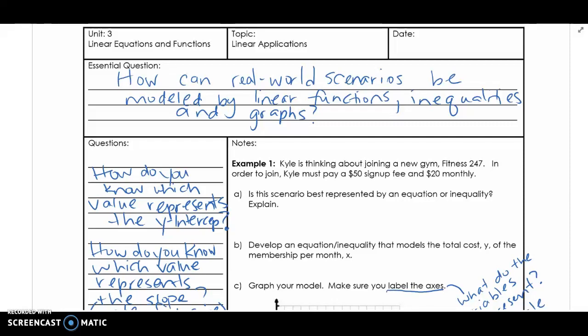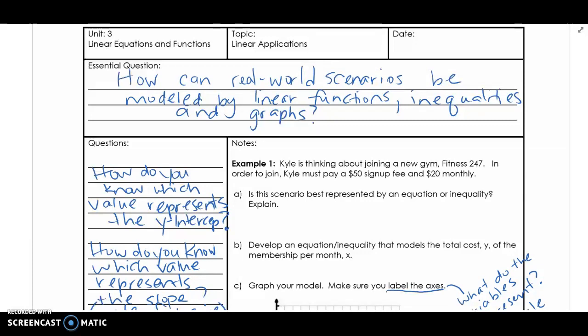Today we're looking at answering the question, how can real-world scenarios be modeled by linear functions or linear inequalities and their graphs? We're going to look at two examples. First, you want to read through the example and decide if it's best represented with an equation or inequality.